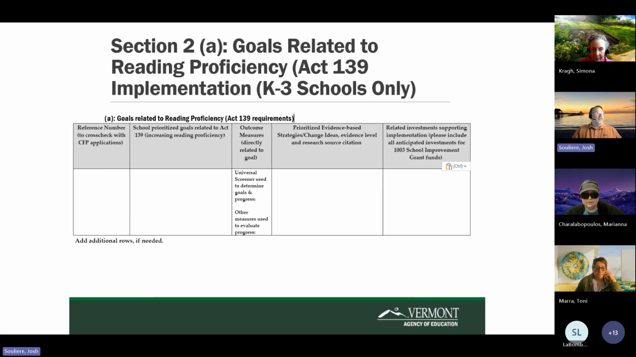Great, and I'll take us through the final sections of the slide. So in section 2A of the CIP template that you see here, pursuant to Act 139, again, K through 3 schools only are required to identify proficiency levels for literacy, as well as identify those specific goals and evidence-based strategies for improvement.